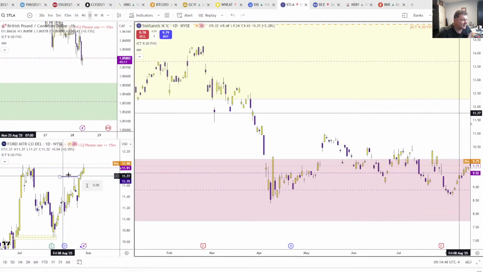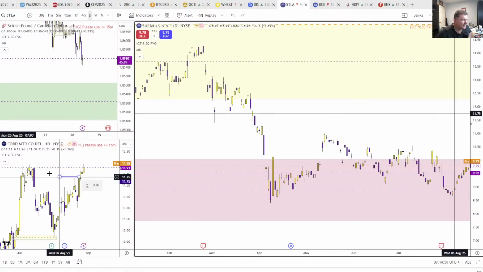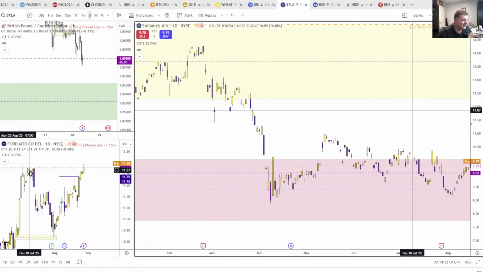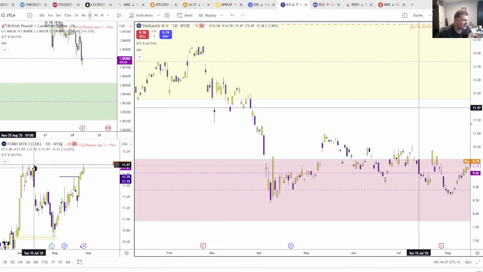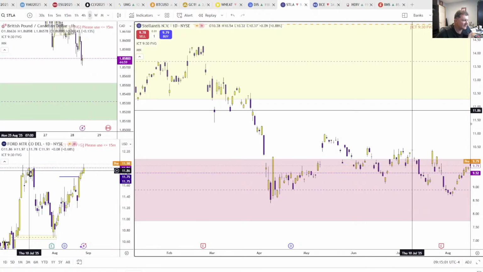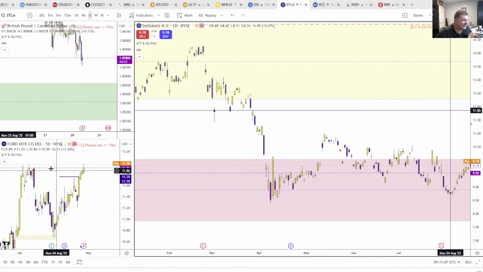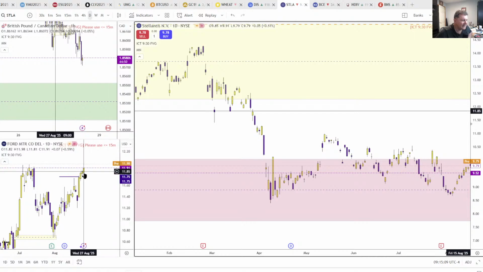These guys have closed above my level here. So there's your last line in the sand. Close above that, you're into a rejection block. I think we've just cleared out those highs now. What's the high on that candle there? 11.97, 11.98. So we went one penny above that high already.